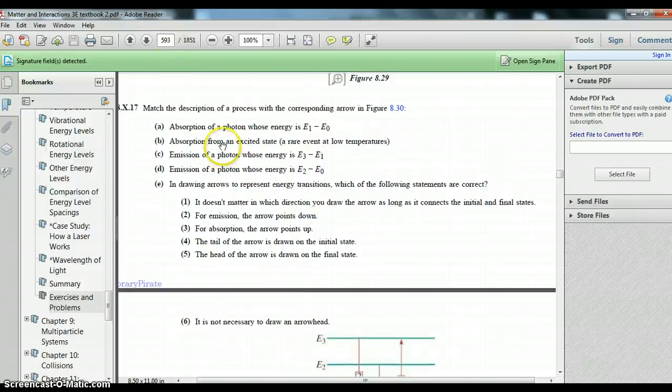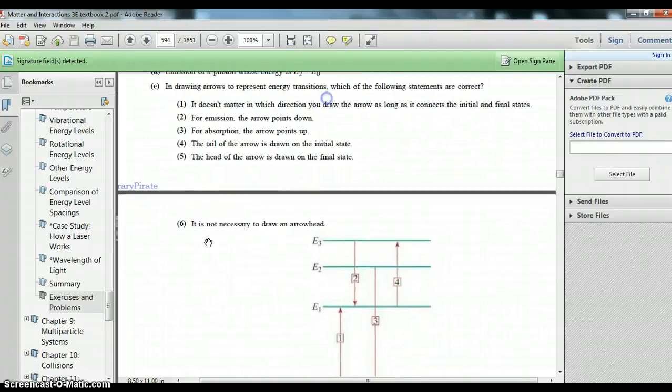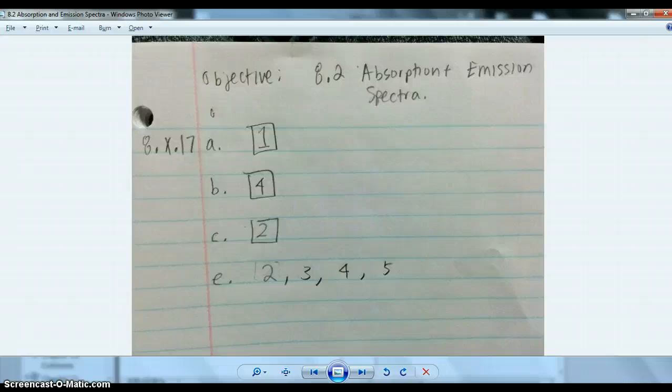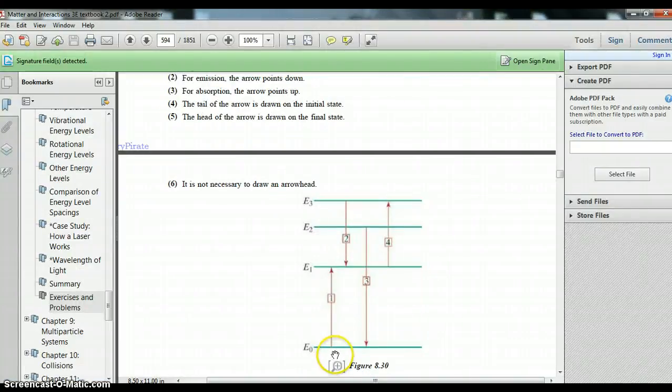So A is absorption of a photon whose energy is E1, E0. Because it's absorption, it has to be arrow number 1 because it's going from a lower energy state to a higher energy state, which means that it needs to absorb a photon.